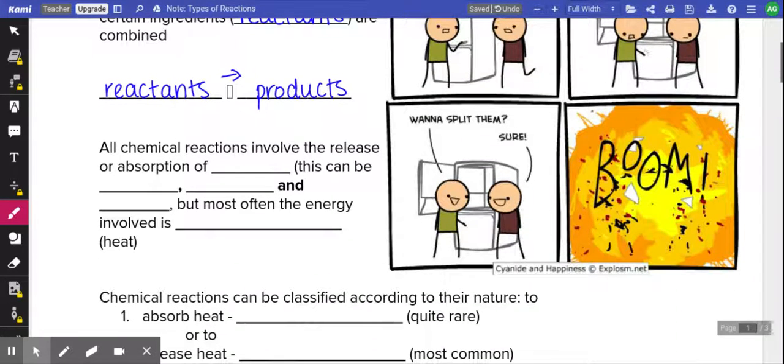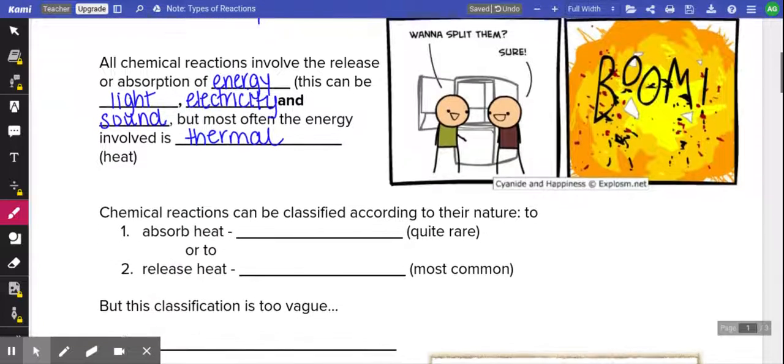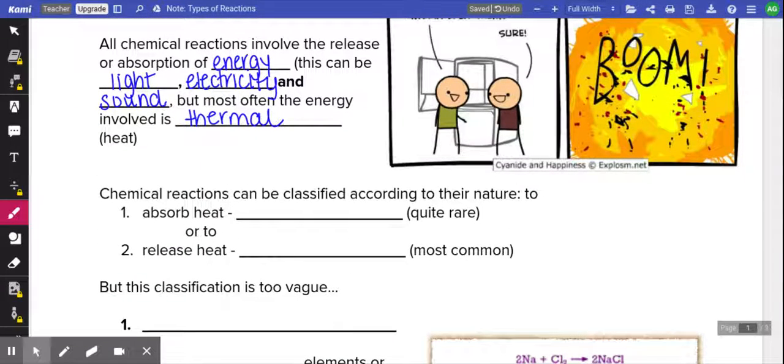Okay, all chemical reactions involve the release or absorption of energy, and this can be done in a bunch of different ways. It could be light, it can be electricity, it can be sound, but most often what we're talking about here is thermal energy. Thermal energy is just another way of saying heat. So heat energy normally is what we're talking about.